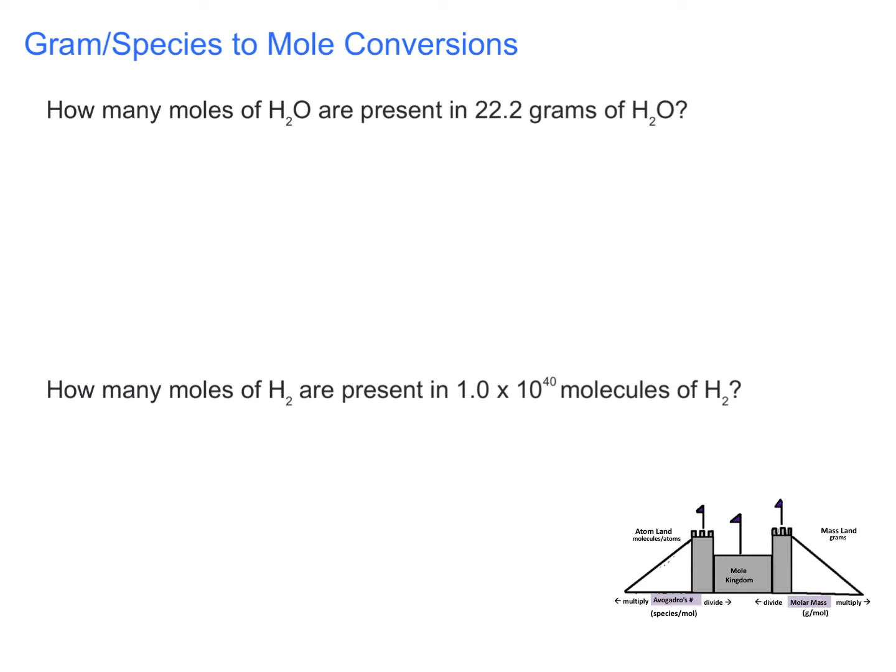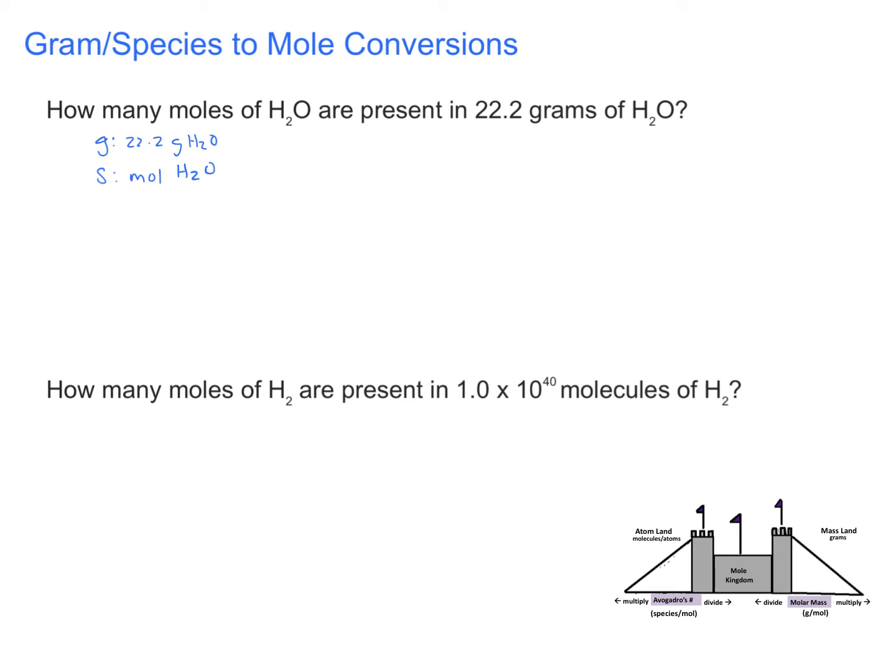So we're going to go ahead and look at taking grams or molecules or atoms and converting them into moles. So basically what we're looking at is taking values from the exterior lands and going into the mole kingdom. So this first problem here asks us how many moles of water are present in 22.2 grams of water. So our given here is going to be our 22.2 grams of H2O. And the thing that we're solving for or converting into is moles of H2O.